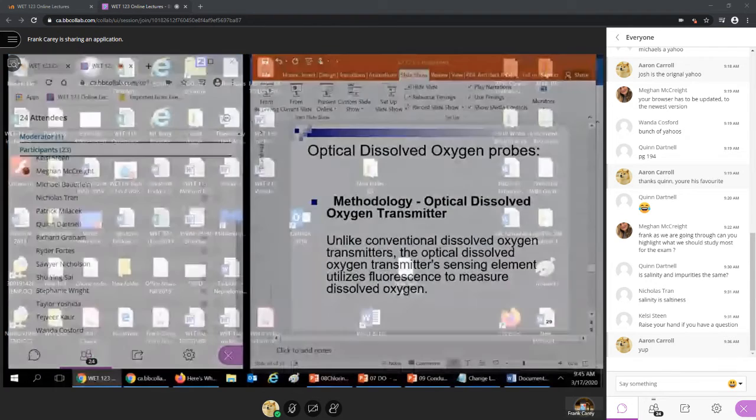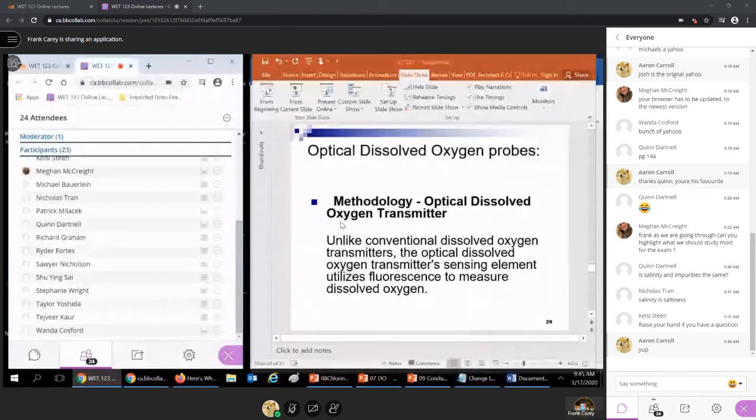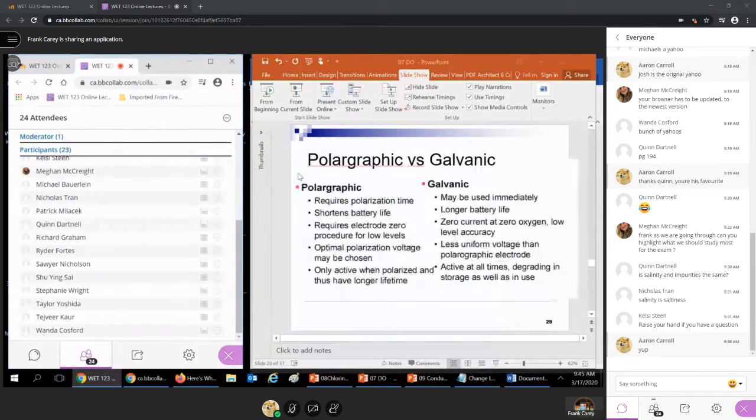All right, LDOs, luminescent dissolved oxygen probes. Actually, I will mention, I'm going to go back a slide. Another thing about the polarographic and galvanic probes is they actually consume oxygen in the water, or in whatever solution you're measuring the DO in.